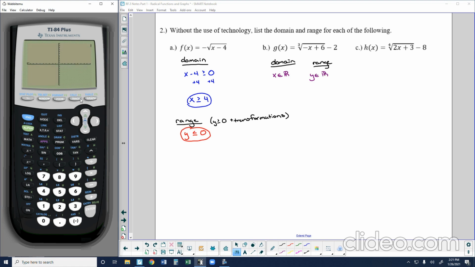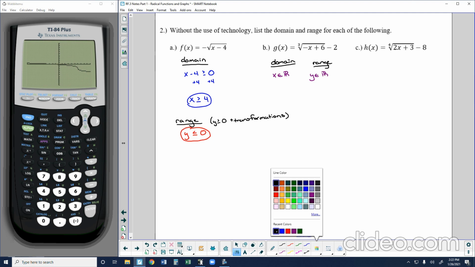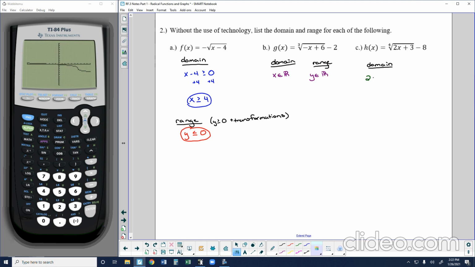At this point, see if you can pause the video and find the domain and range for h of x. Hopefully you got a chance to find the domain and range for h of x. Let's go ahead and take a look at it. So the domain would be any expression that is greater than or equal to the radicand. So we would subtract 3 from both sides to get 2x is greater than or equal to negative 3, and then divide by 2 to get x is greater than or equal to negative 3 halves.